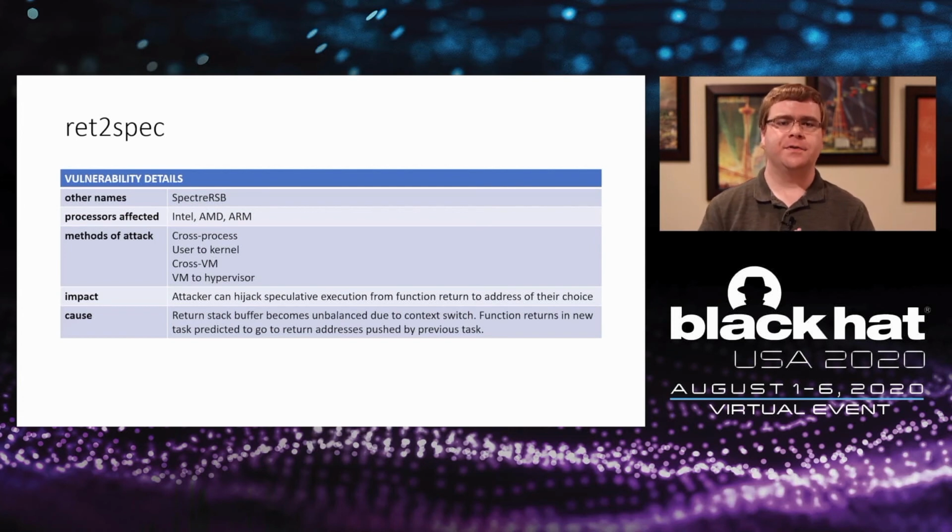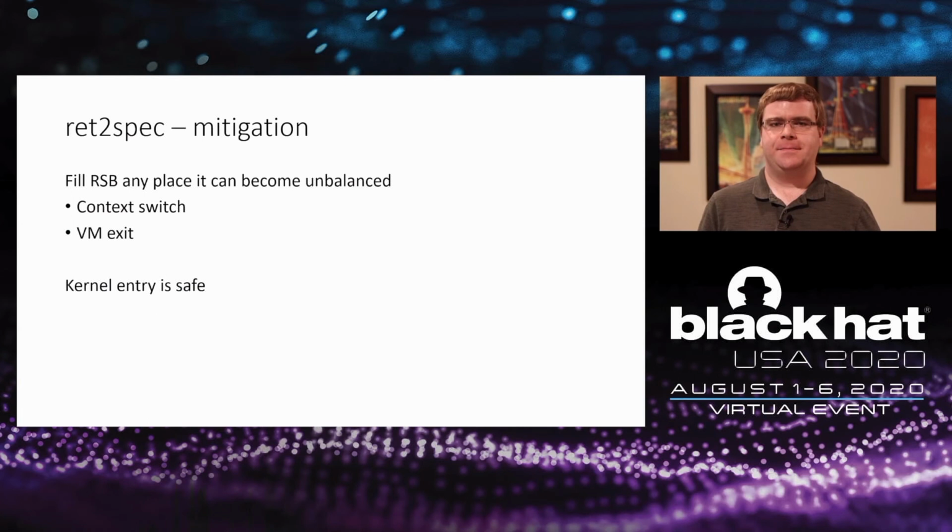The RSB works great when one thread is executing uninterrupted. But when a context switch happens, it's possible for the RSB to become unbalanced. Specifically, it's possible to context switch into a thread that immediately executes a return. And that return will end up predicted to go to an address put in the RSB by the last thread. This is a problem, especially if the newly executing thread happens to be running in a more privileged mode, like the kernel.